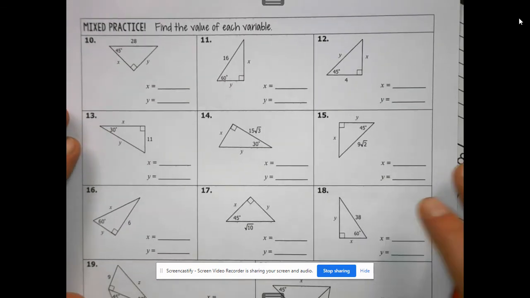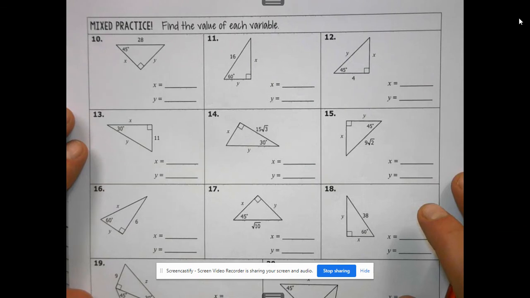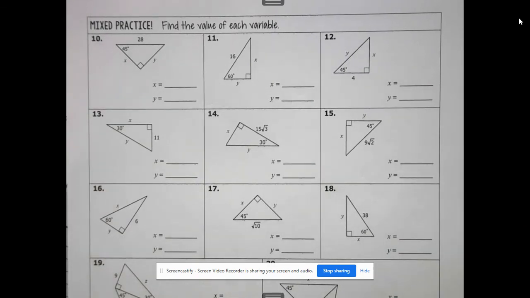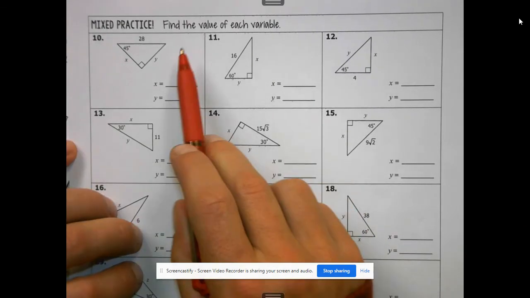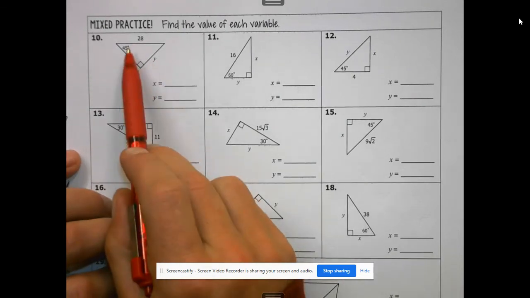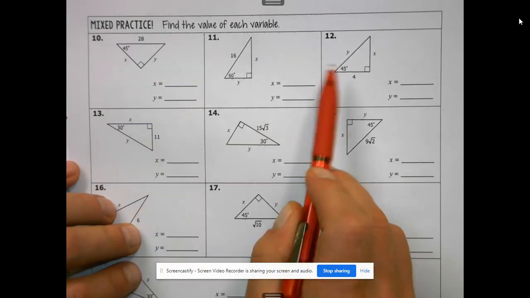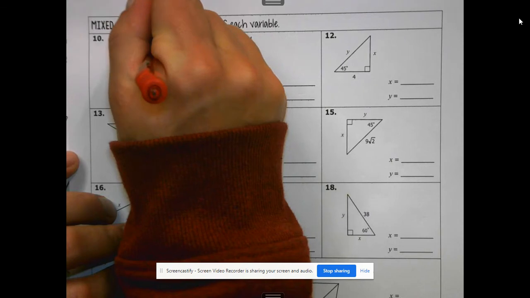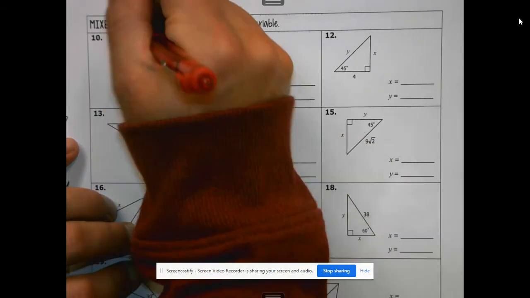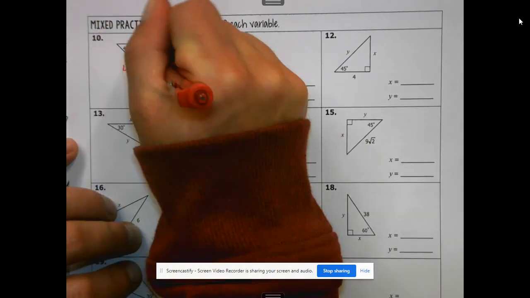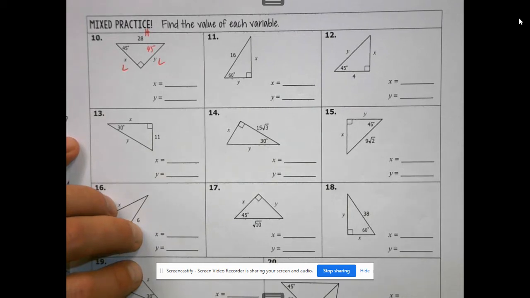Last page, we got some work here. It says mixed practice, find the value of each variable. So first you have to figure out, is it a 45 or is it a 30, 60, 90 triangle? Number 10 for sure is a 45, 45, 90. 28 is hypotenuse, x and y are the legs. What do we do?